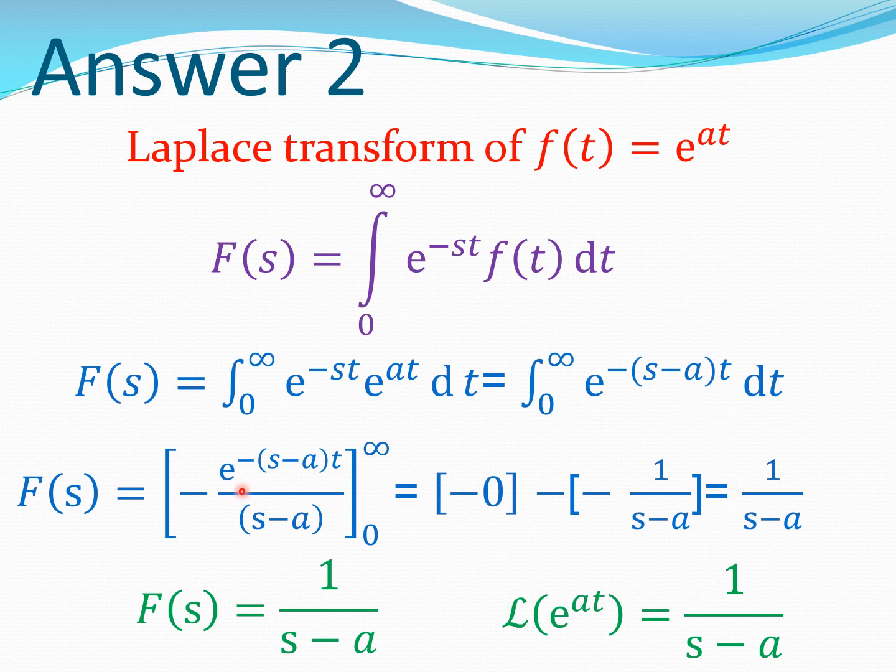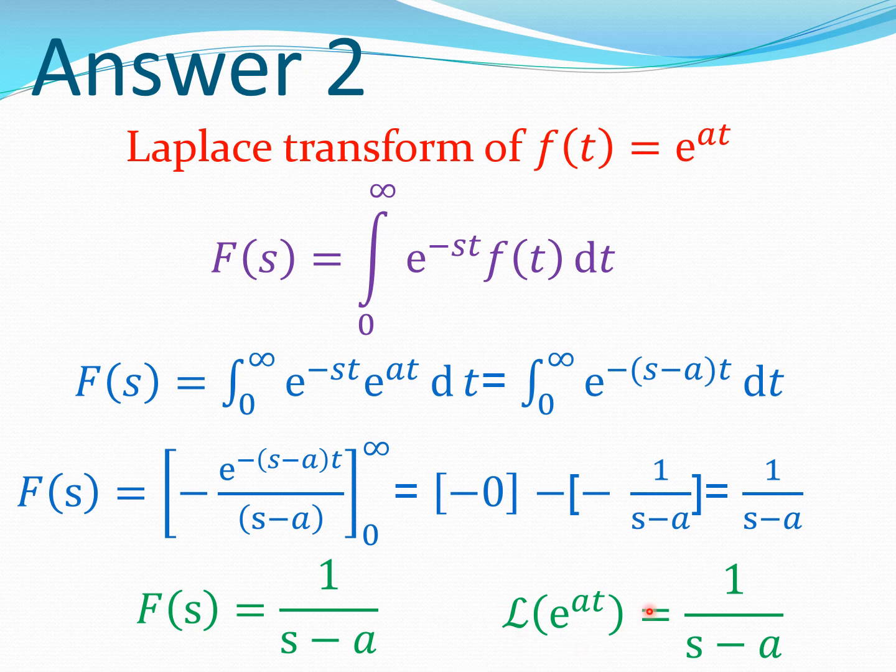So remember, when you put e to the power minus infinity, that is going to be 1 divided by infinity, and so that's going to be 0 here with the negative sign. And the second term is going to come by putting t equal to 0, so that's going to give you simply 1 by s minus a, which is this term here. So you need to take care about these signs here. As long as you keep these signs in proper condition, you are going to land up with 1 by s minus a. So the Laplace transform of e to the power at is 1 by s minus a.